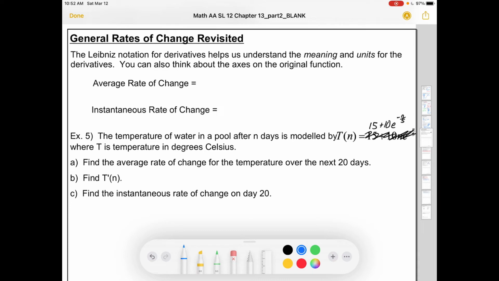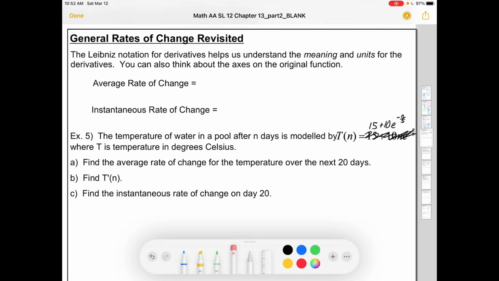One thing that last example illustrated is that the Leibniz notation helps us understand the meaning of derivatives. So when I write dC by dx, I know that the derivative is going to be measured in whatever this unit is over whatever the x unit is. Another way to think about that is just imagining the axes. So if I have cost here, and I have items here, slope is going to be delta y over delta x. So it's going to be y's over x, or dollars per item, or euros per item, or whatever currency you want to use.